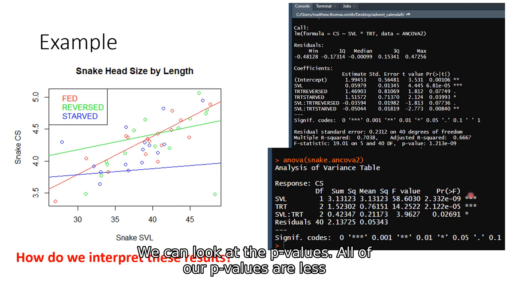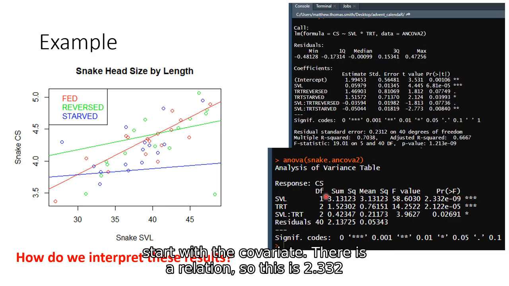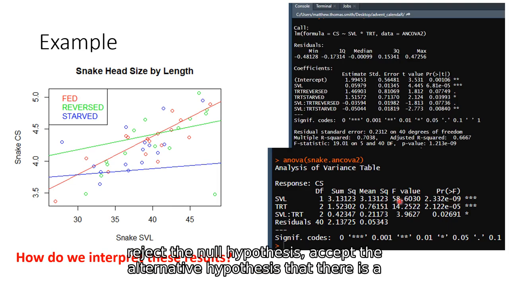So here's our ANOVA table. We can look at the p-values. All of our p-values are less than 0.05. Again, we'll start with the covariate. There is a relation, so this is 2.332 times 10 to the negative 9th. Large F value, degrees of freedom 1 and 40.